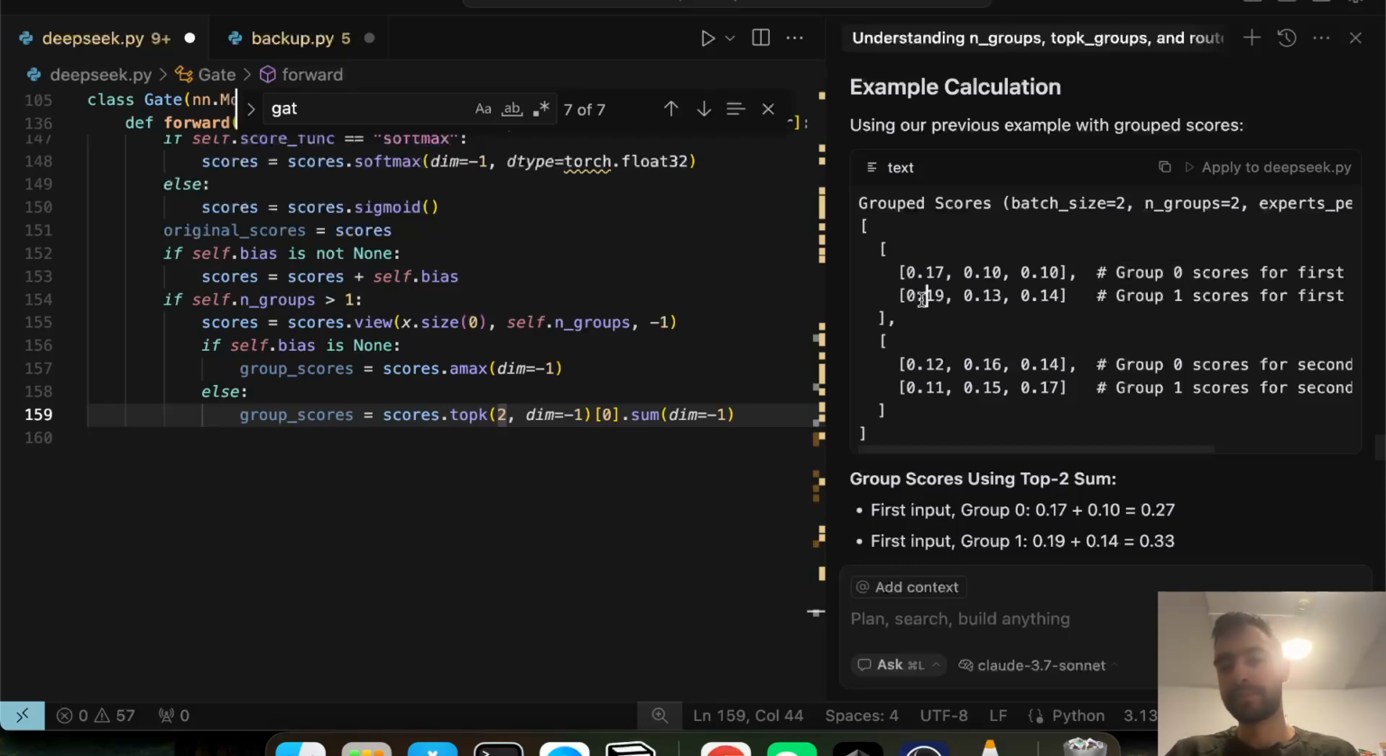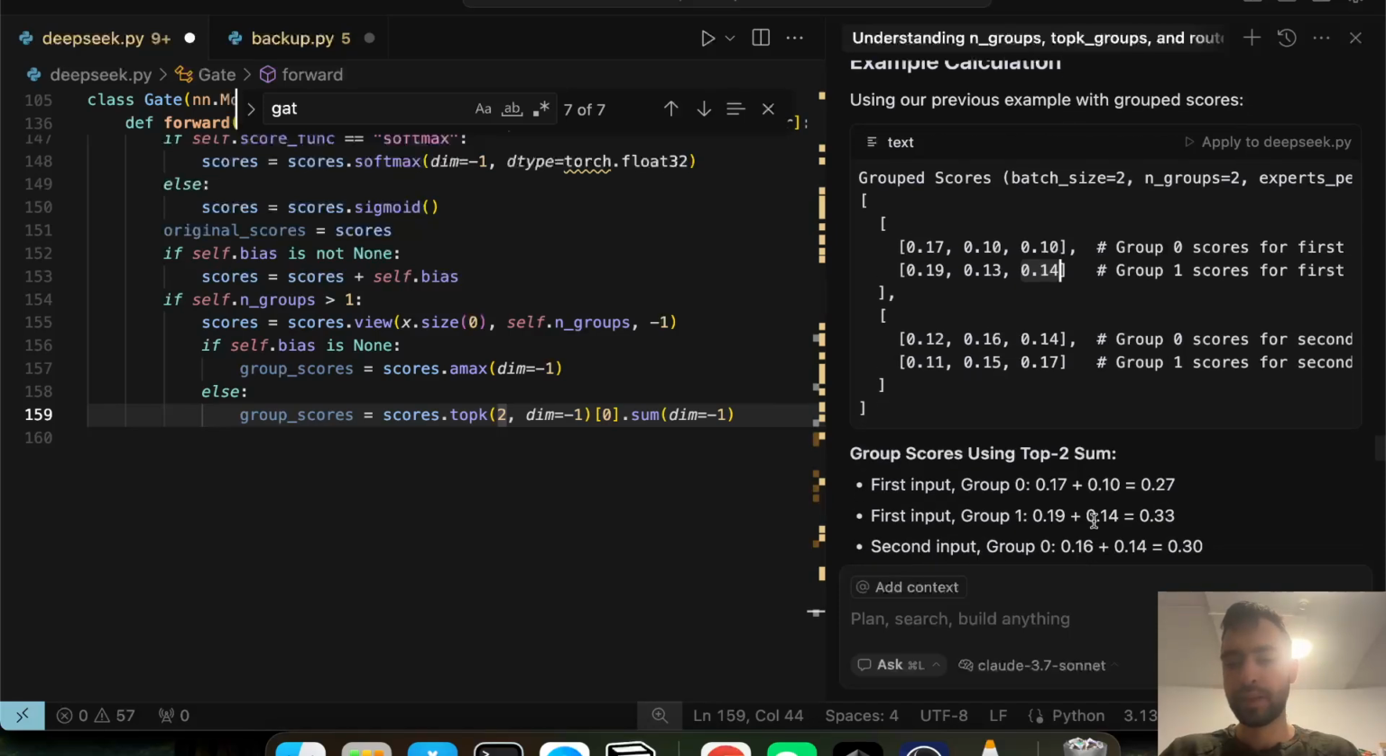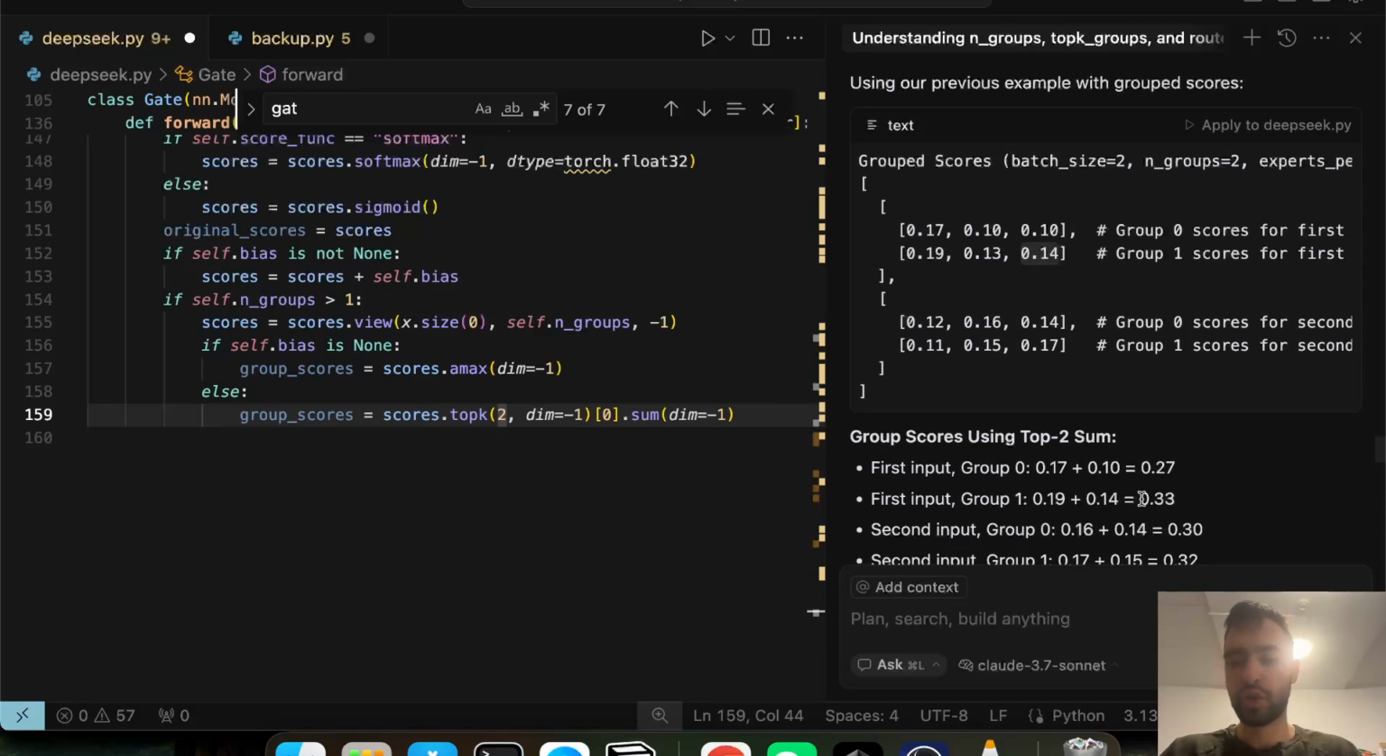And same here. We take the highest scoring expert and the highest scoring expert for this group, for this token, and we add them up. So that's the new score. So now you see the group 2 got score 0.33 and the group 1 got score 0.27. So the group 2 has higher score affinity with this token. Maybe group 2, or it's group 1 in this case, would get selected.